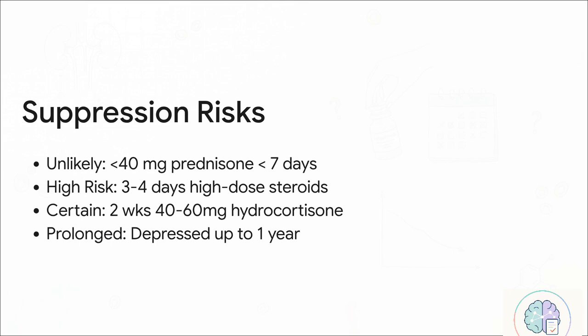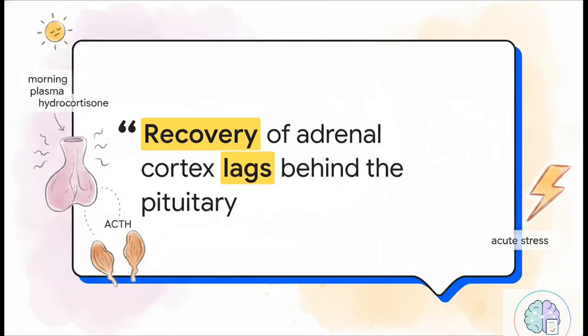Actual adrenal atrophy starts happening after just 3 to 4 days of high-dose steroids. If you're doing 40 to 60 milligrams of daily hydrocortisone for 2 weeks, axis suppression is almost guaranteed. And get this, after a month or more of use, that HPA axis can stay depressed for up to a full year. Which leads us to a really crucial concept.